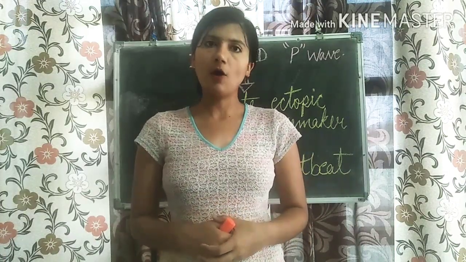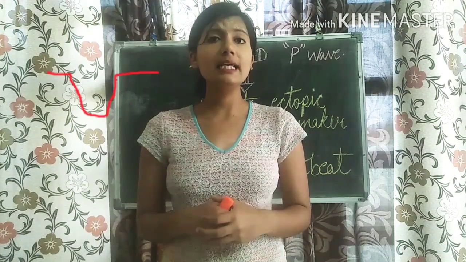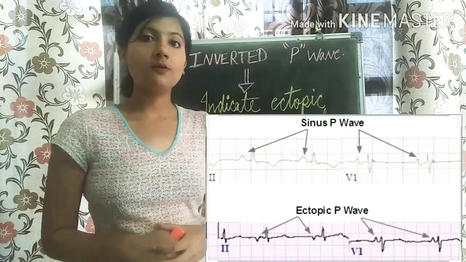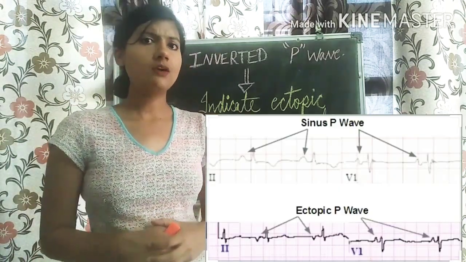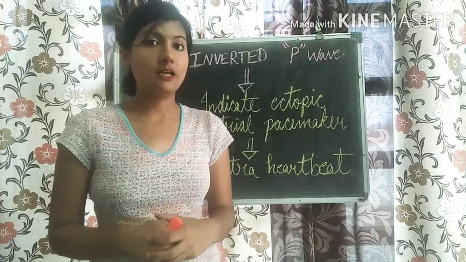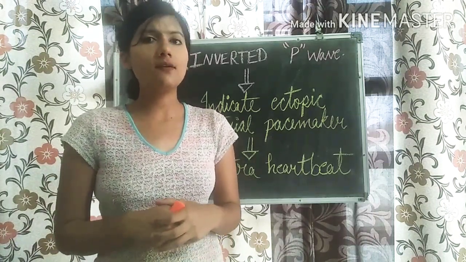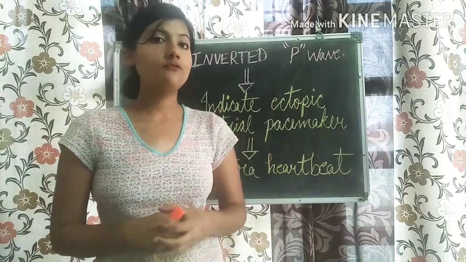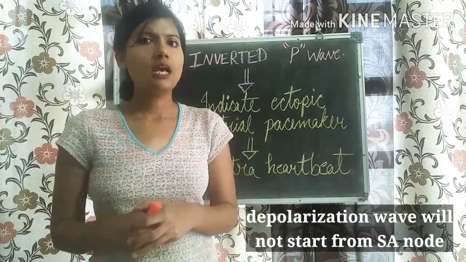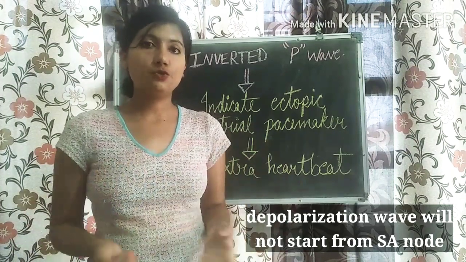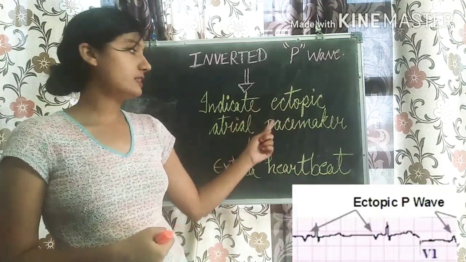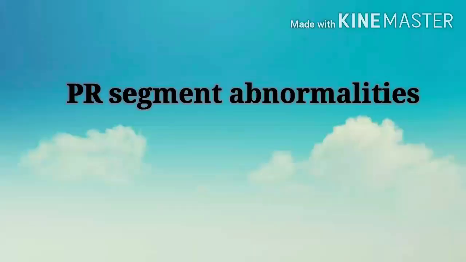Now, another abnormality of the P wave is the inverted P wave. It usually indicates that there is an ectopic atrial pacemaker present in the right atrium. What does ectopic atrial pacemaker mean? As we know, the depolarization wave starts from the SA node, but in this case, the depolarization wave will not start from the SA node, it will start from another tissue present in the right atrium. Next, what will this cause? This will cause an extra heartbeat.